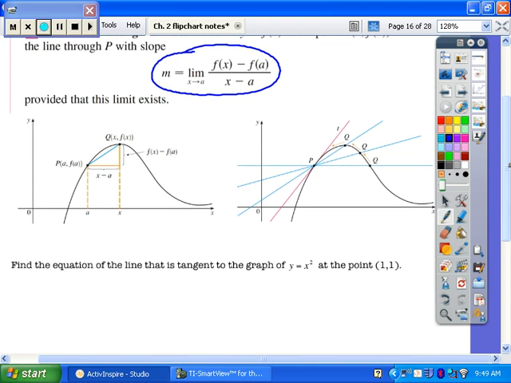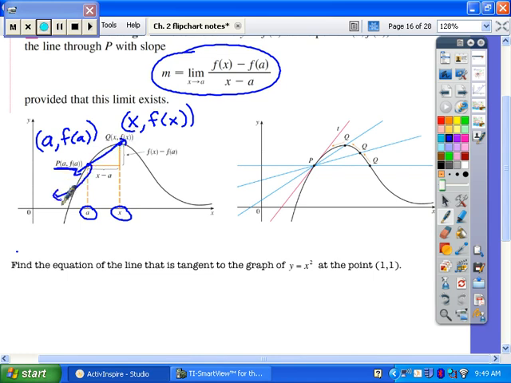If I take a point, here's my first x value, it's called a. And I go up to a curve, and on the curve, it has an ordered pair a comma f of a. Then if I go over to x, and I list the point, it's x comma f of x. Then if I connect the 2 points, what type of a line do I have? That's a secant line.